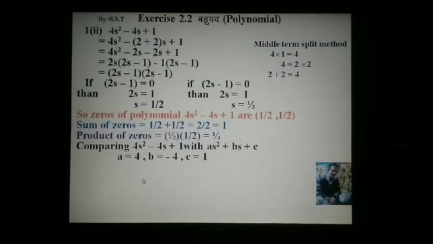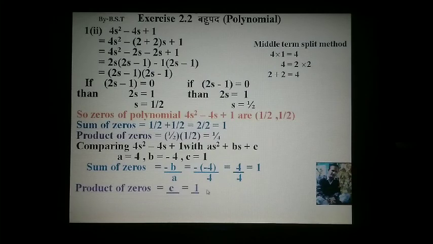Now using the formula, we know the sum of the zeros equal to minus b upon a. Now put the values of b and a: minus, b is minus 4, so minus into minus is plus, 4 upon a is 4, 4 upon 4 equal to 1. And the product of zeros is equal to c upon a, where c is equal to 1, so 1 upon a is 4, 1 upon 4.